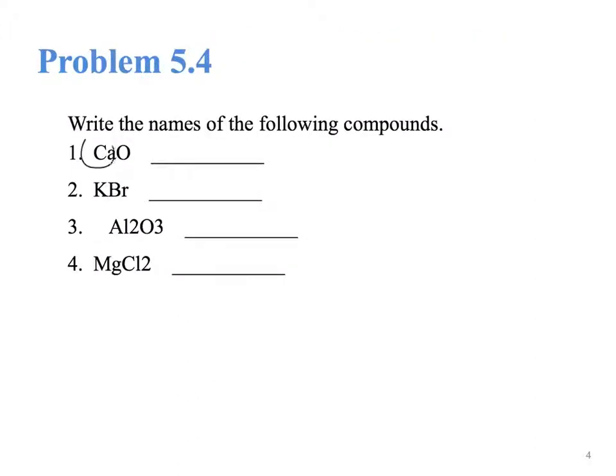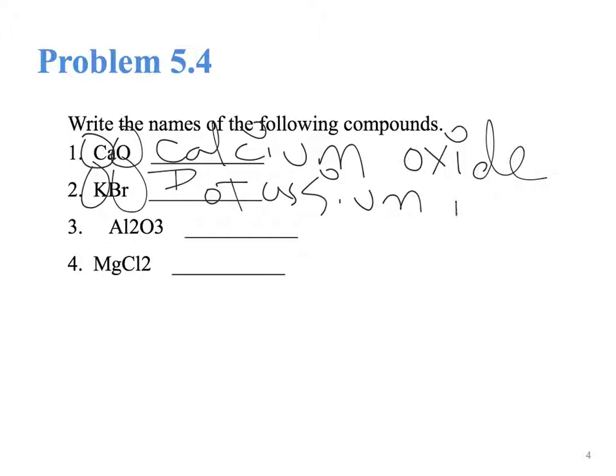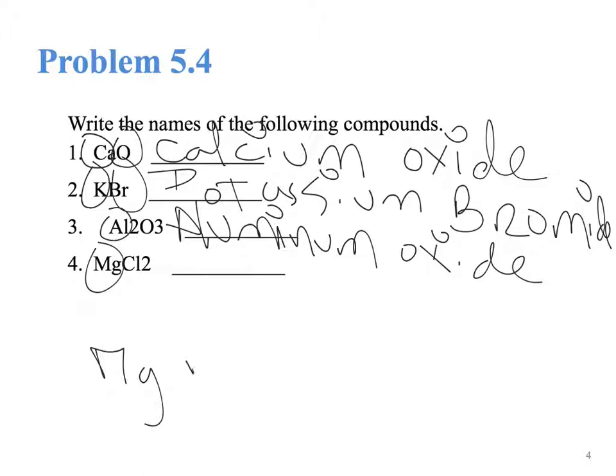So, for example, calcium, the non-metal is oxygen, so it will be oxide. Potassium, bromide. This is aluminum oxide. Magnesium, chloride.